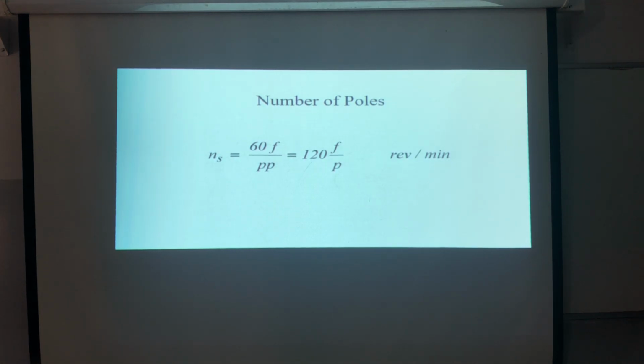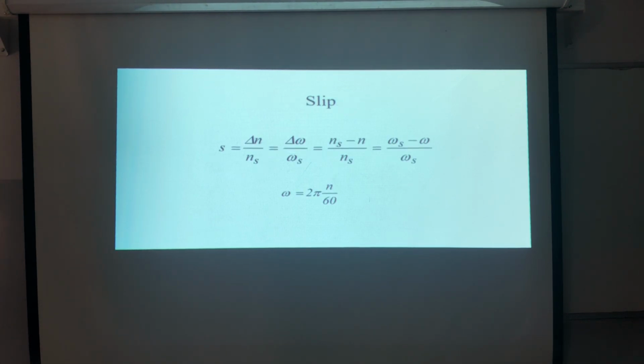So here simply the same thing. If I need to calculate ns, it will equal 120 multiplied by the frequency over the number of the poles, and this will be in revolution per minute. The same thing here. If I need to calculate the slip, it's actually delta n over ns, or delta omega over omega s, and it's ns minus n over ns. And this is the relation between the speed in radian per second and the speed in RPM.